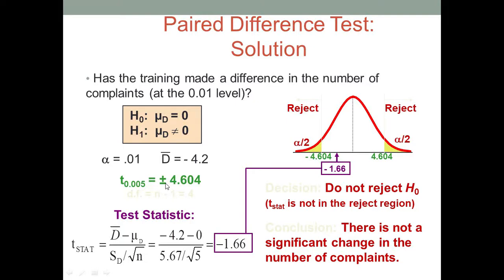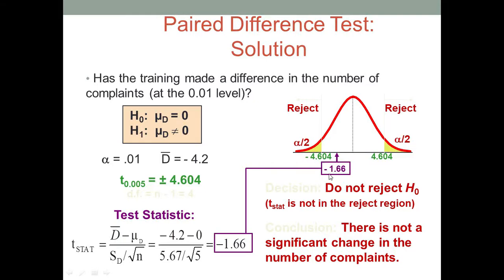After we know the critical value for t, next we have to calculate the t statistic. So this is the formula. The d average, the difference average, negative 4.2, minus the mean for differences, 0, divided by the standard error. Based on this, the t statistic we get is negative 1.66, and we compare based on this.